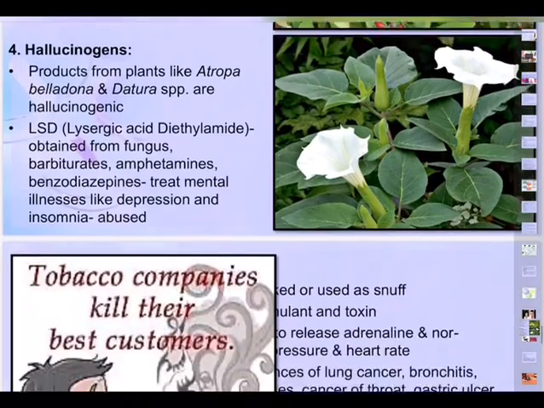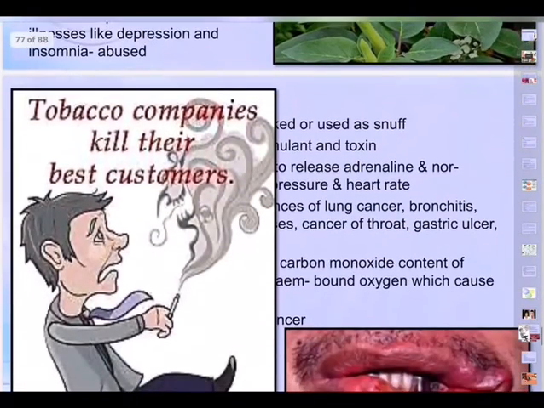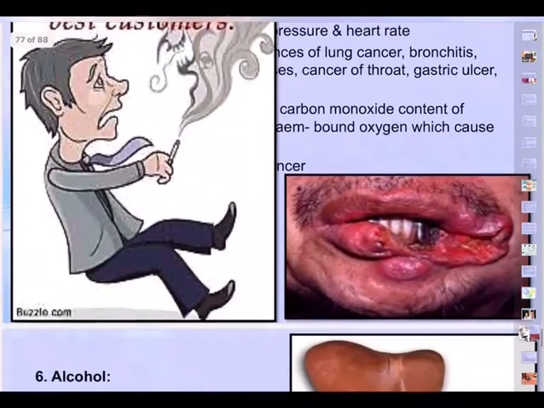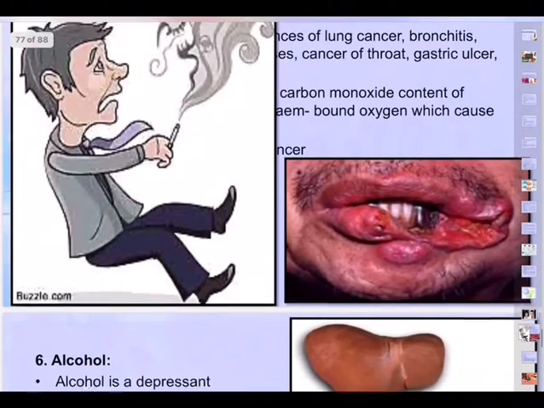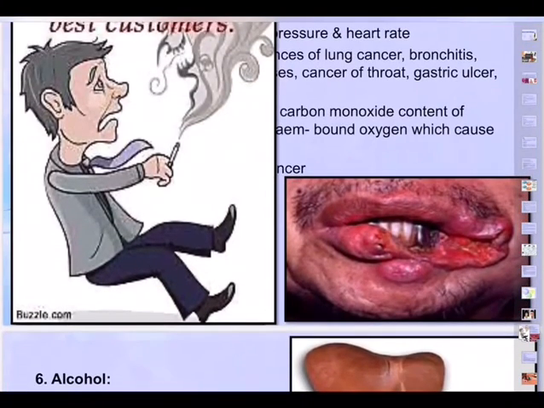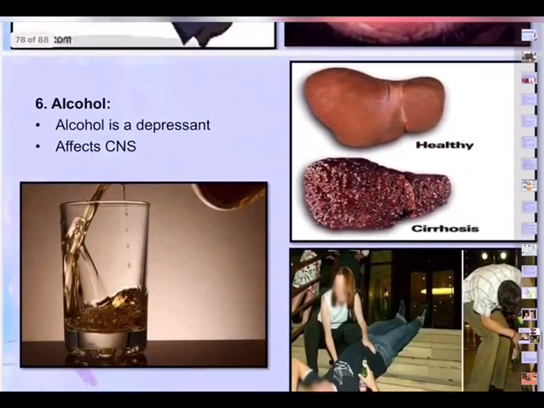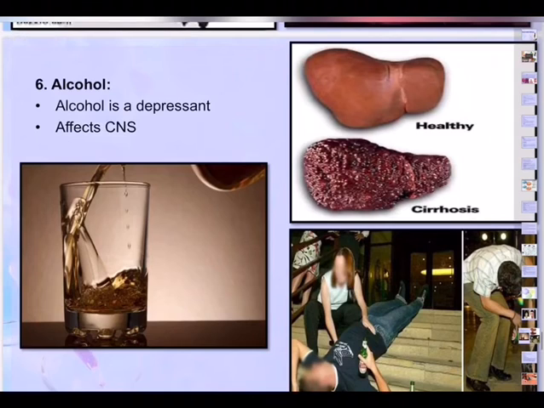It's obtained from fungus and it treats mental illness like depression and insomnia. But this is also abused. And of course, tobacco, it's killing maximum people. Not only its best customers, but also through passive smoking, the person who is sitting next to the smoker is also getting killed. So it is causing oral cancer, as you are seeing, and of course lung cancer. Lungs get affected. So be away from a smoker.